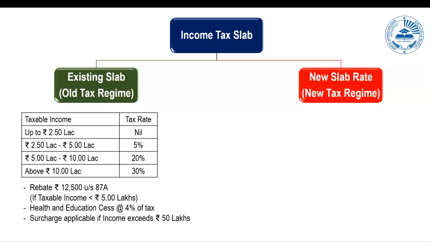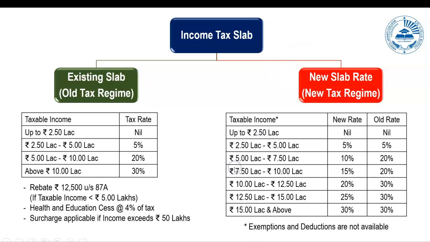In case of an assessee whose total income exceeds 50 lakh, there will be a surcharge on such income as well. Suppose the assessee wants to go for the new tax regime or the new slab rate. In that case, this will be the slab, which is visible on your screen now. Up to 2,50,000, there is no tax, same as the old rate. From 2,50,000 to 5 lakh, it's 5%. Between 5 lakh and 7 lakh 50, it is 10%. From 7 lakh 50 to 10 lakh, it is 15%, and thereby it goes on to 15 lakh and above, where it will be 30%. You can also compare this with the old rate, which is given in the next column.